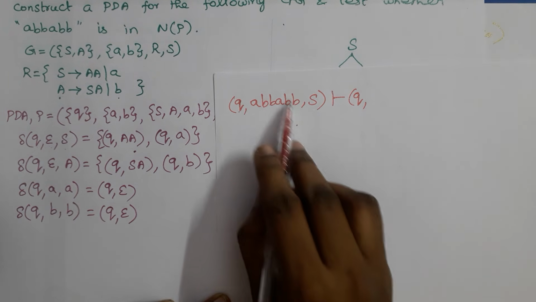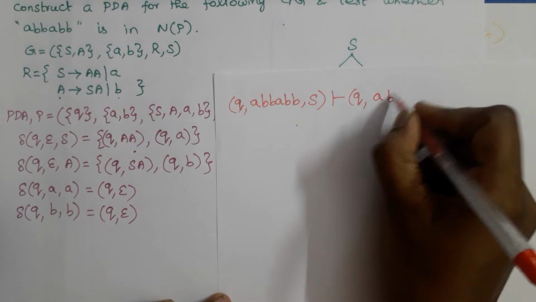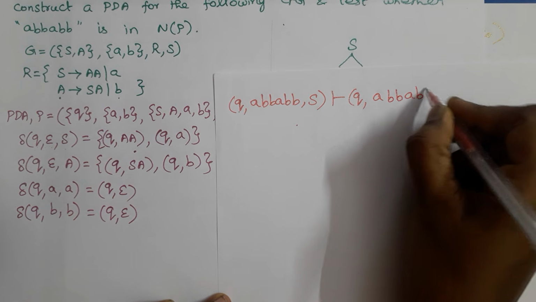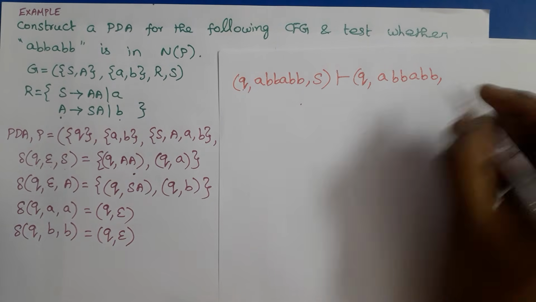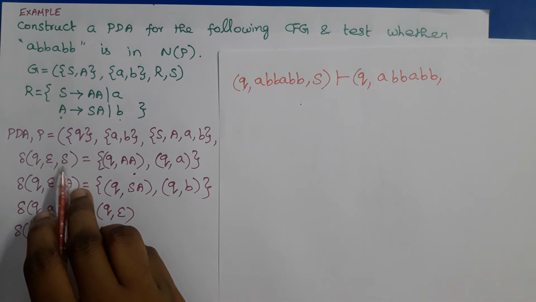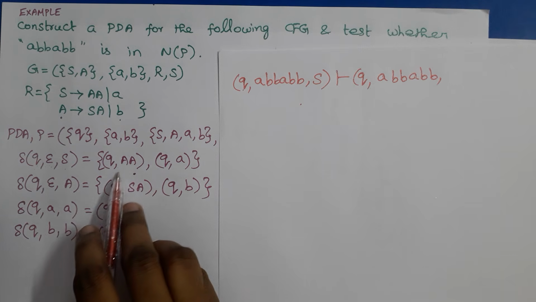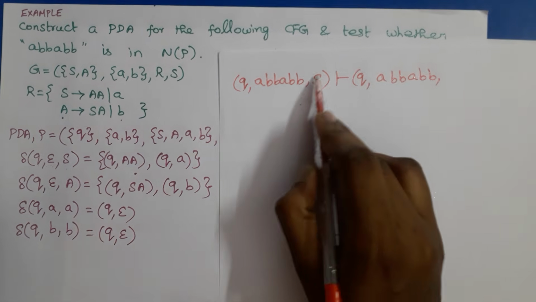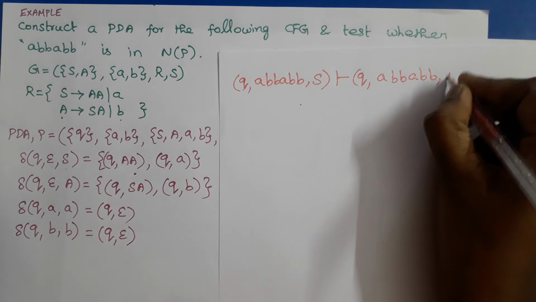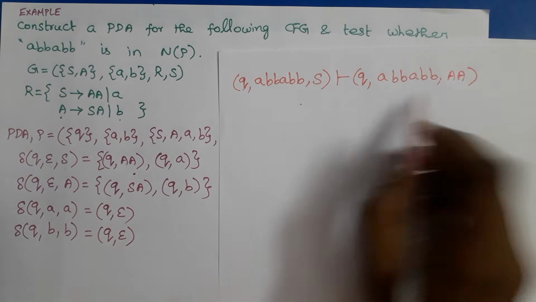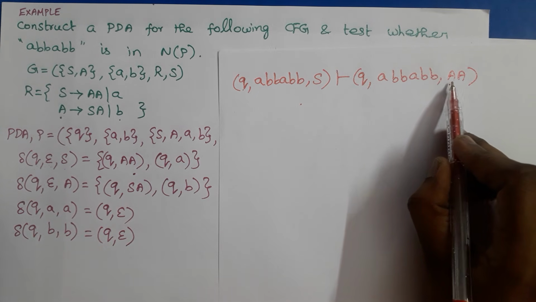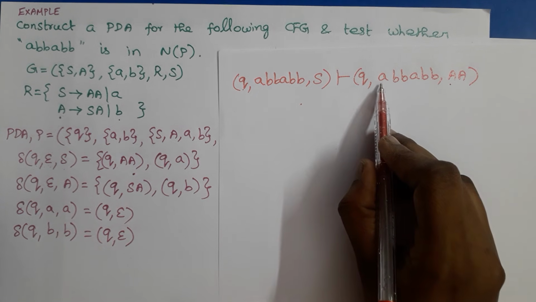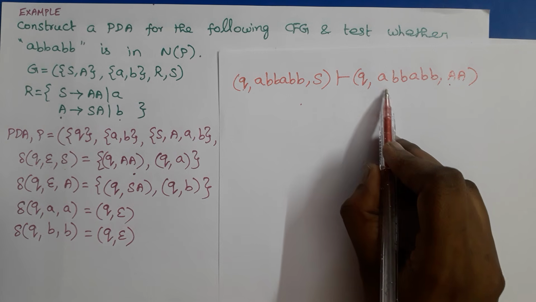So rewrite the same string here, ABB, ABB. Don't remove any symbol here because epsilon is considered here. Then S is replaced by AA, right? The top of the stack S is replaced by AA. Okay, and now the top of the stack is this A. Left end of the string represents top of the stack and input pointer points to the first input symbol.